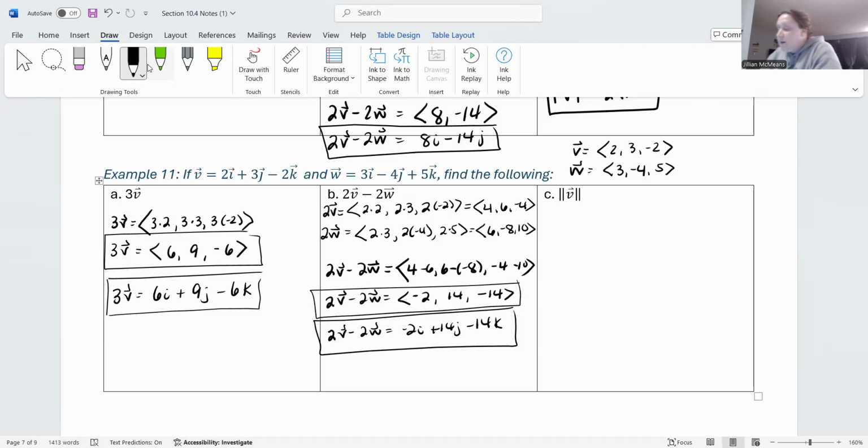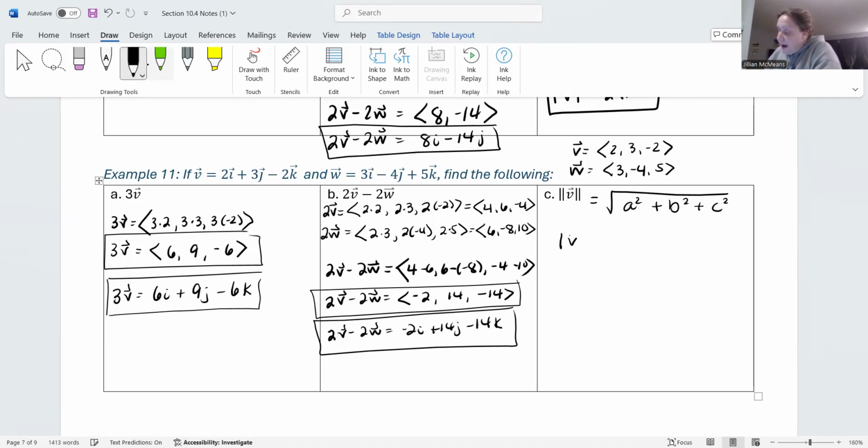Okay, and then finally we want to find the magnitude of vector v. So even though it has 3 components, it does not really change the formula. We just have an extra layer to it. There's nothing special and crazy. So this is going to be the square root of the a component squared plus the b component squared plus, let's just call it the c component squared.